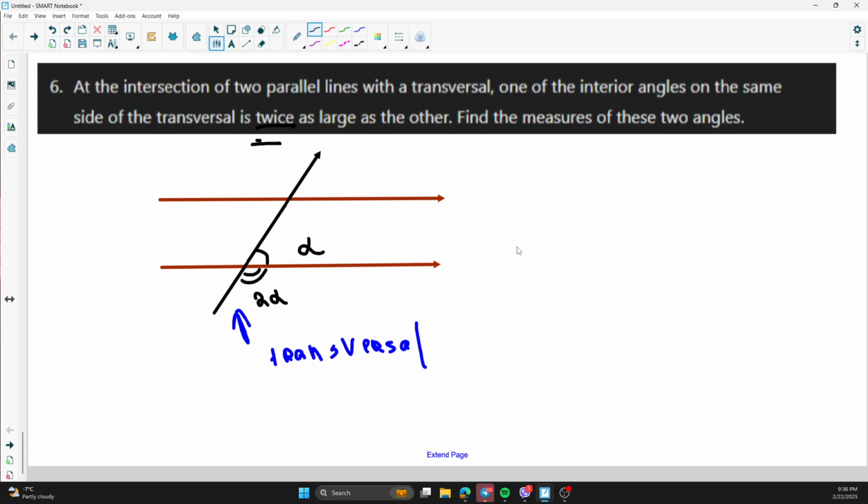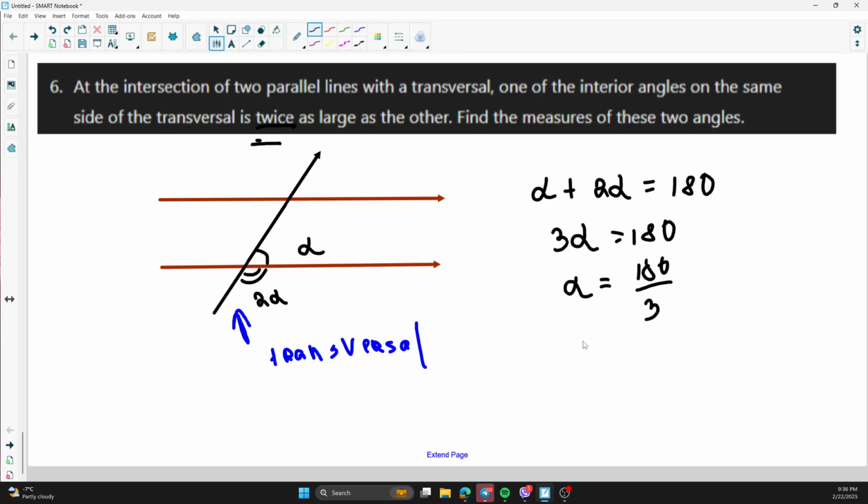Okay, so we know alpha plus 2 alpha equals 180. That means 3 alpha equals 180. If you divide it, you will get alpha equals 60. 180 over 3 is 60. So then 2 alpha would be 120, and that means this one is going to be 120.